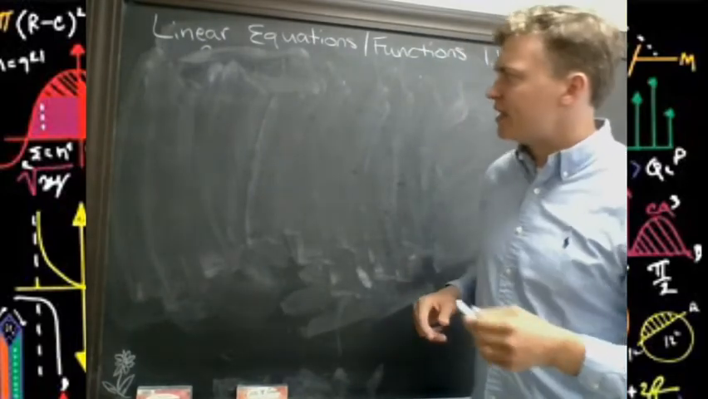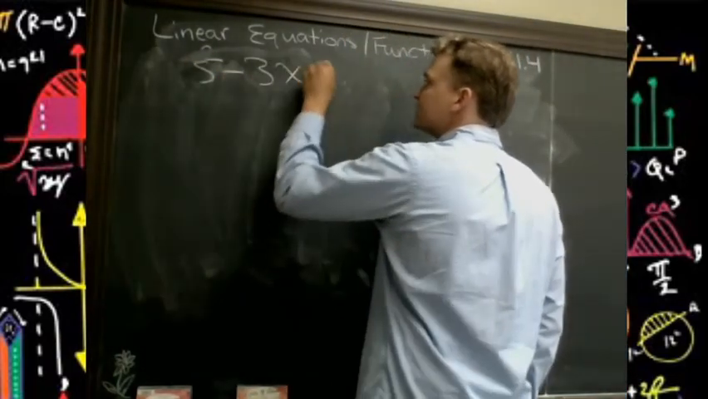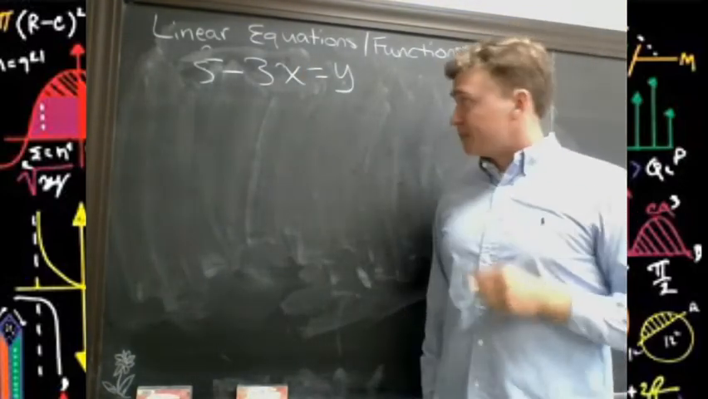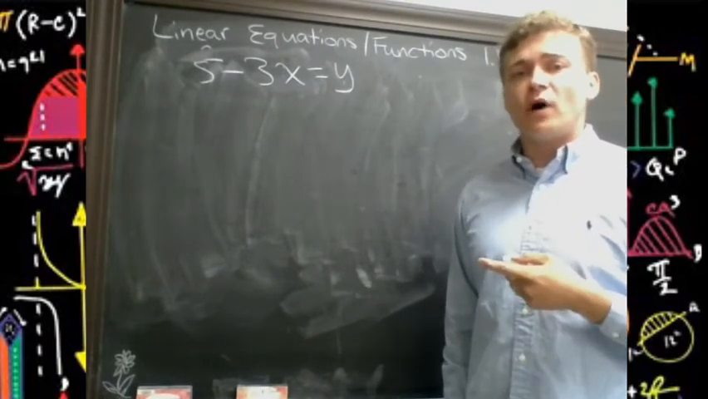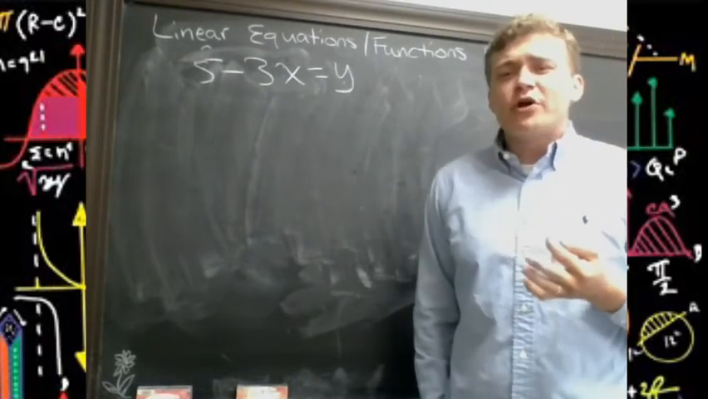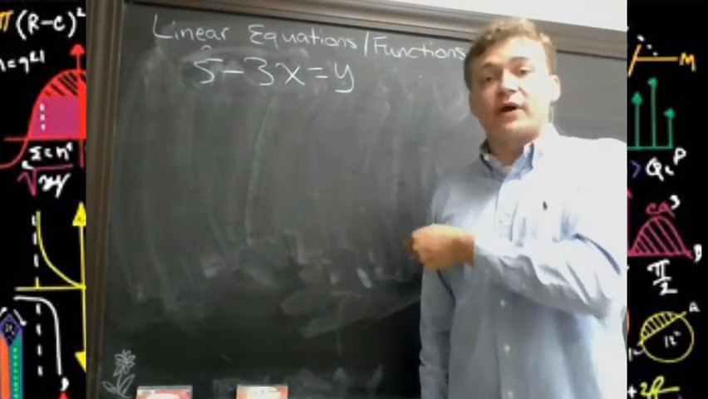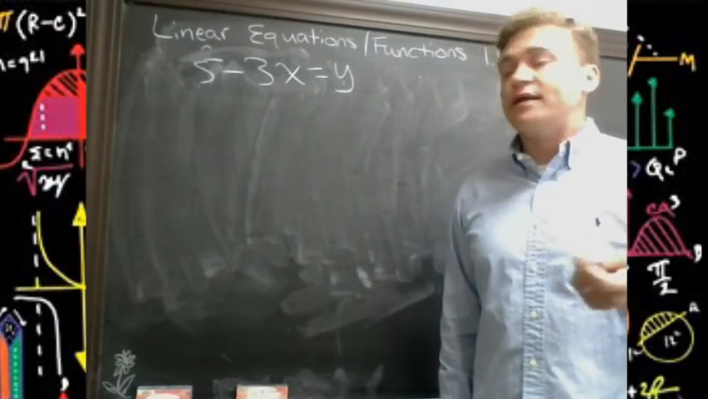So let's again think of an example here. 5 minus 3x equals y. If we're being told to graph this equation here, notice again that it is solved for y. So how would I want to go about graphing it here if I wanted to find ordered pairs to graph this equation? Well, again, think about the x and y intercepts.